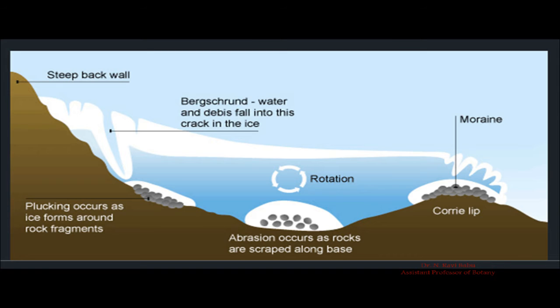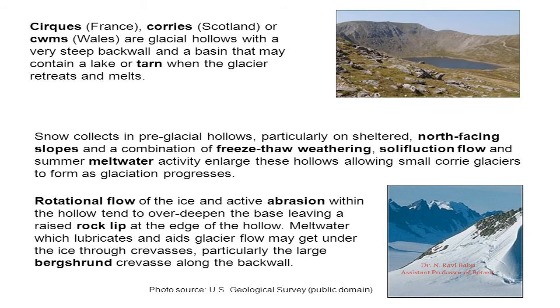Dear friends, this particular horseshoe-shaped basin is formed due to the plucking process, and in that course steepening and deepening also occurred, leading to the formation of a basin. That basin, which looks like a horseshoe shape, is called a cirque in the French language, Corrie in Scottish language, and Cwm in Wales.